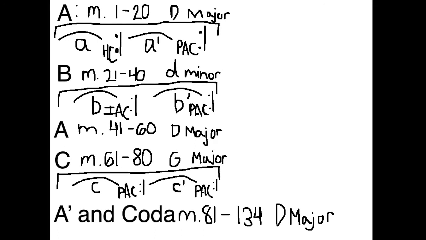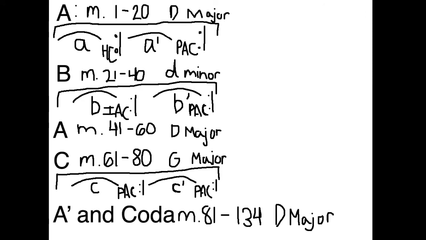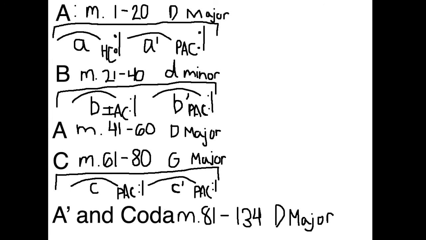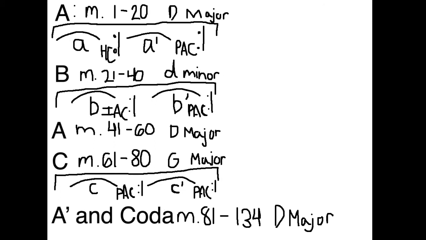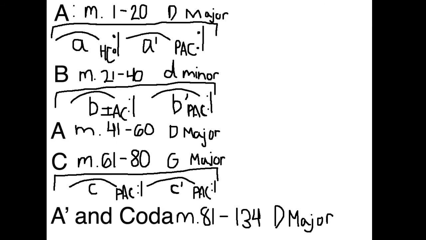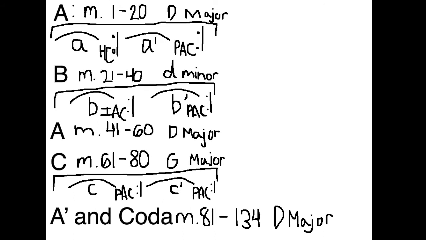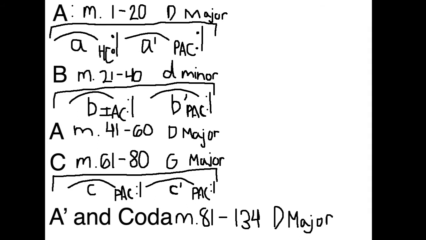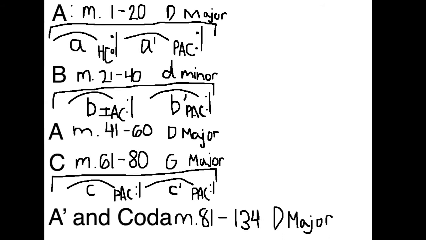So you have to do phrase, phrase, then different phrase, then next section, and so on, because that's how it's written. So then section B is measures 21 through 40. It goes to D minor. And this one is written the exact same way, except there is an IAC at the end of B and then a PAC at the end of B prime. So then it goes back to A in measures 41 through 60, and it is in D major. And then you go to C, which is measures 61 through 80 in G major, and both of these end in PACs. So it seems like it was written slightly differently, but then Haydn was just like, well, we'll end it the same.